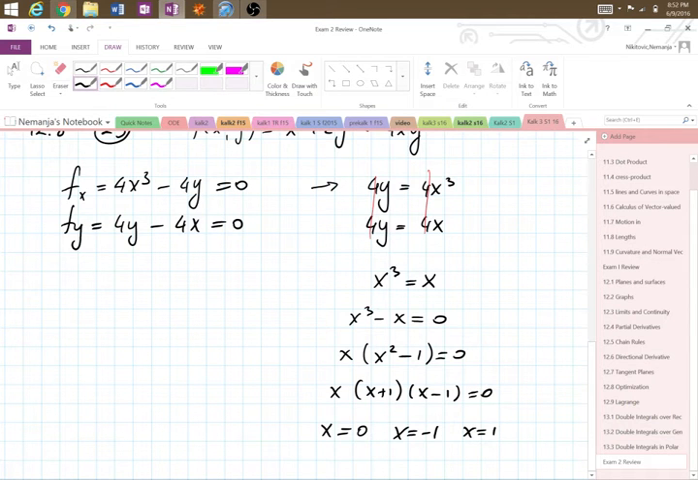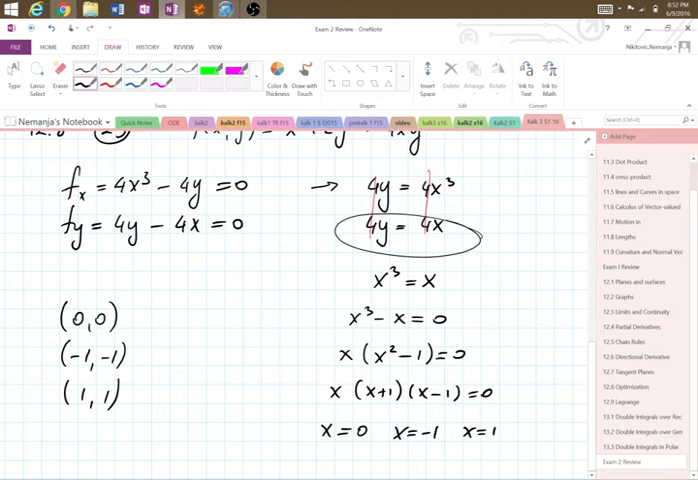So now, we also have that y equals x equation on top of what we have. So we have 3 points: (0, 0), (-1, -1), and (1, 1), because of the equation, x equals y. So now we're good to go. We have 3 points. All we need to do is figure out the second derivative test and find what they are: min, max, saddle point, or the test is inconclusive. Critical points.